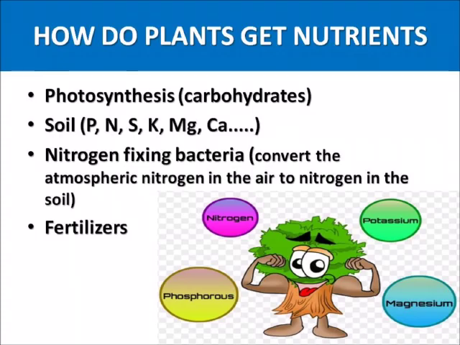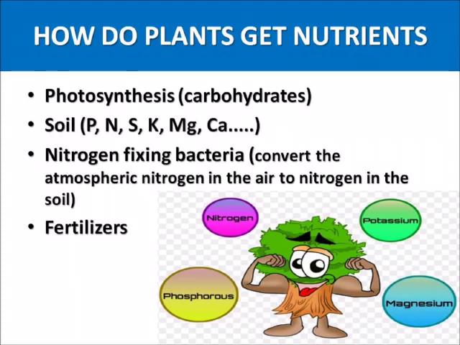So soil is the reservoir for both micro and macronutrients for the plants. That is why you see the quality of the plant directly depends on the quality of the soil. So soil is a very important source from where plants get a lot of nutrients. Third is nitrogen fixing bacteria. How do these bacteria help the plants?